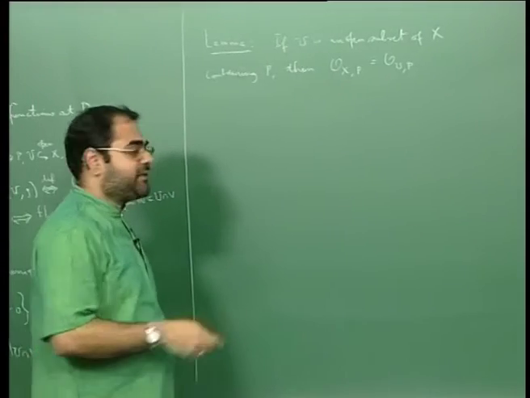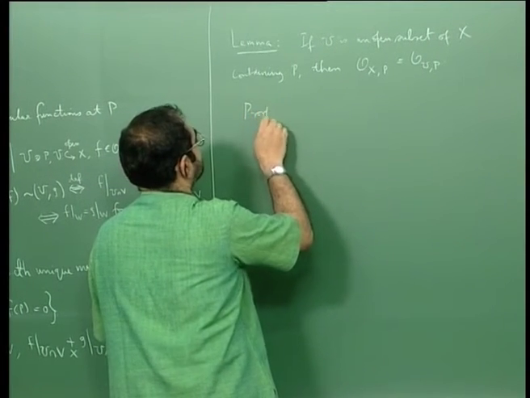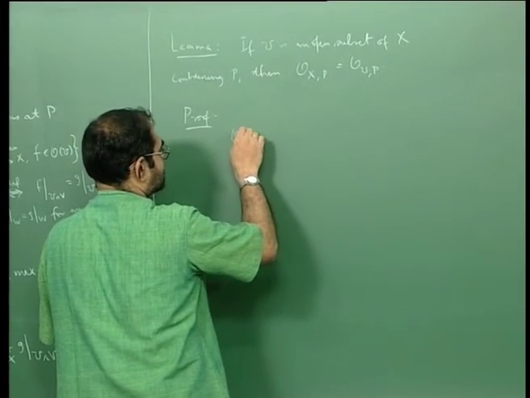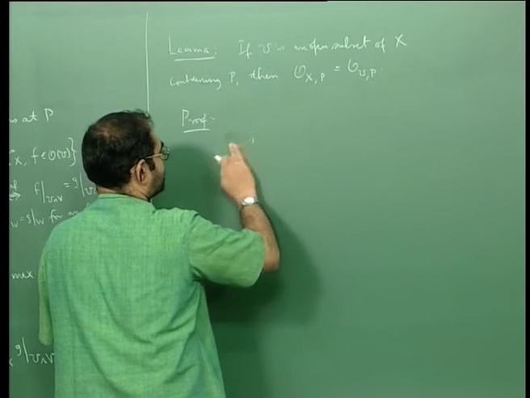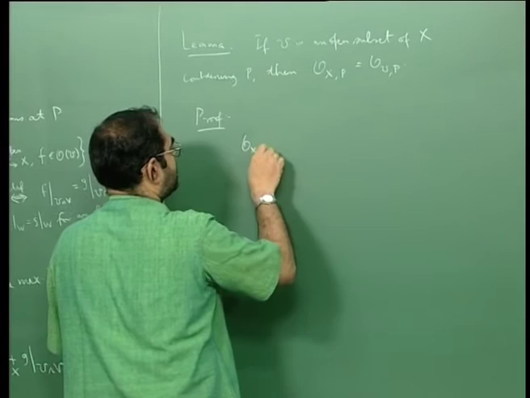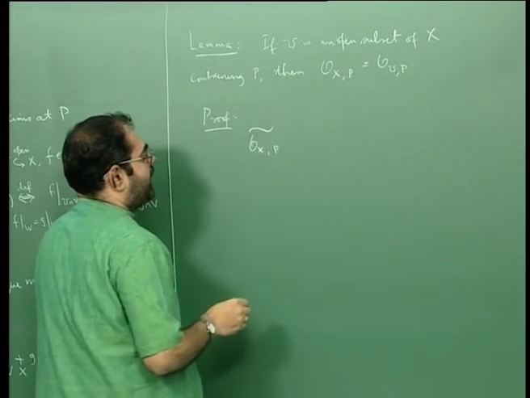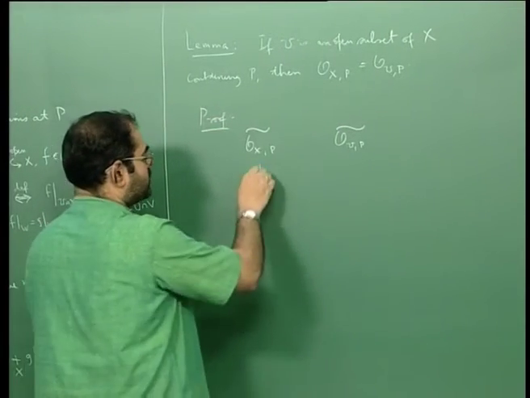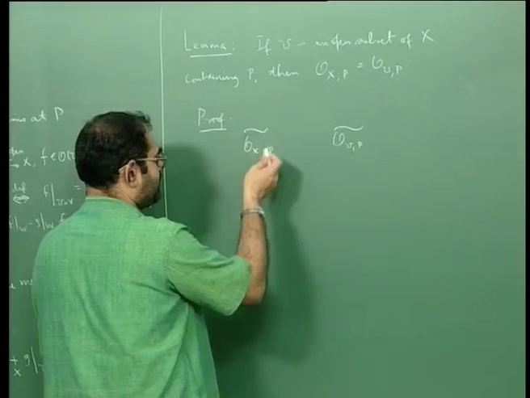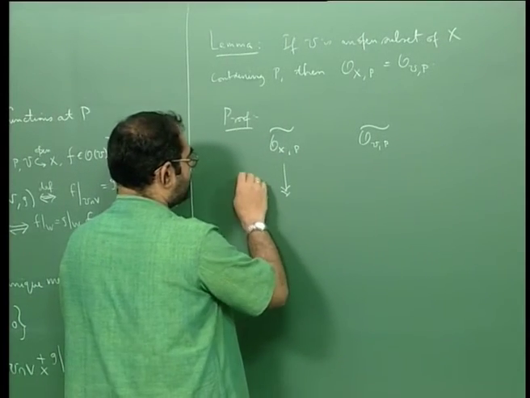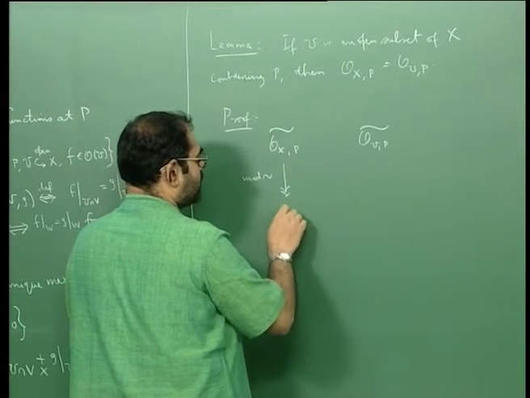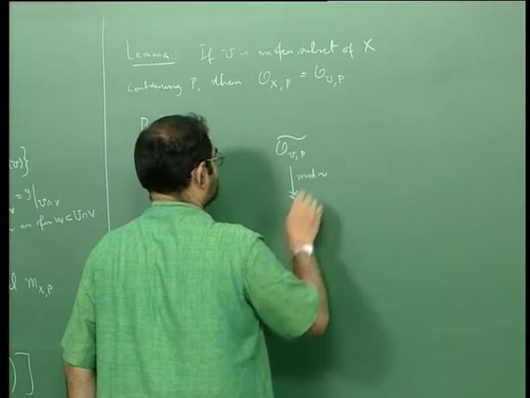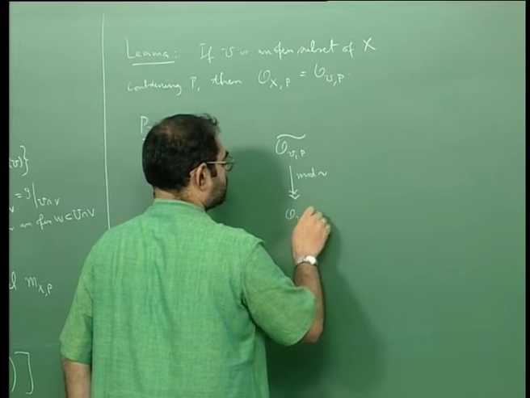Okay, alright. So let us prove this. It is pretty easy to prove. So the proof is rather simple. I have O_X,P tilde, and there is O_U,P tilde. The quotient of O_X,P tilde by the equivalence relation as I have defined here is going to give me the local ring O_X,P, and similarly if I take the quotient by this equivalence relation here I am going to get the local ring O_U,P.